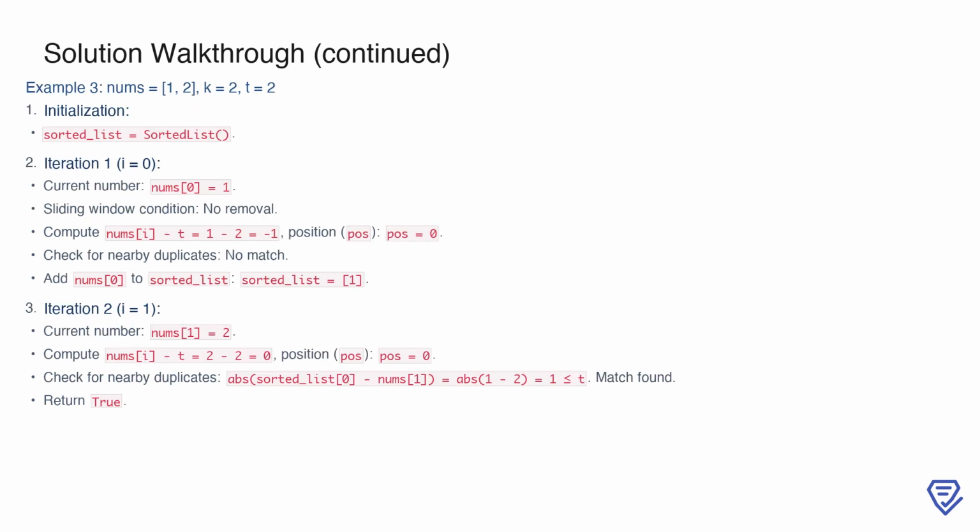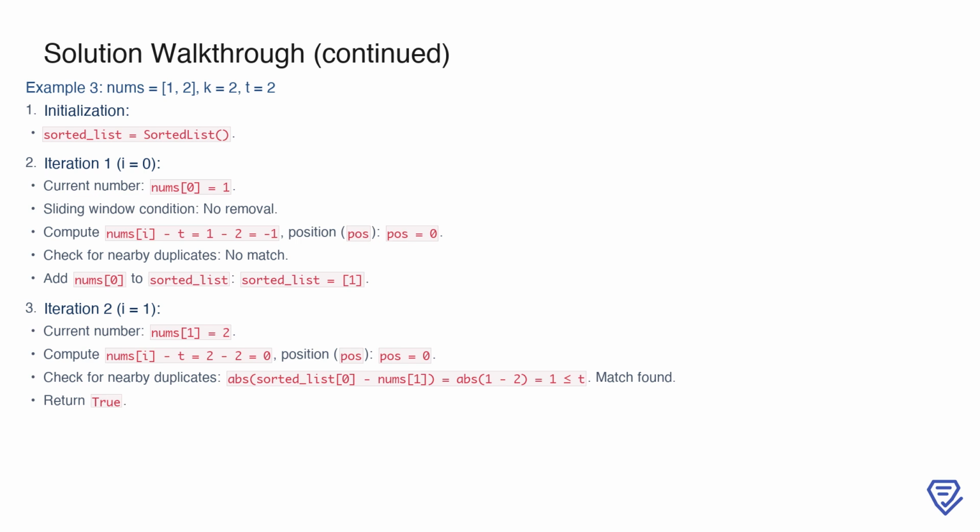In the final example, nums is [1, 2], k is 2, and t is 2. As always, we start with an empty sorted list. For the first iteration, nums[0] equals 1. The sliding window condition does not require any removal, so we compute nums[i] - t, which is 1 - 2, resulting in -1. The position for insertion is determined to be 0. Since the sorted list has no elements, there are no nearby duplicates. We add nums[0] to the sorted list, resulting in sorted_list equals [1].